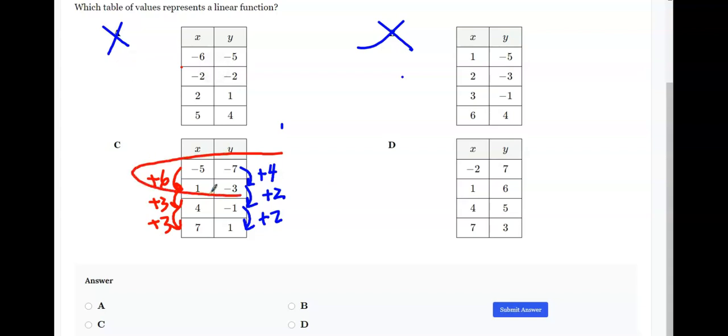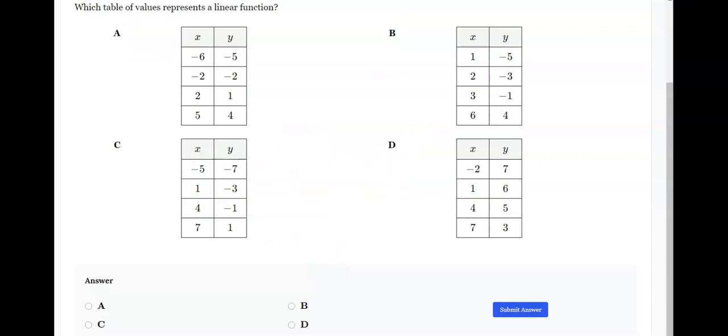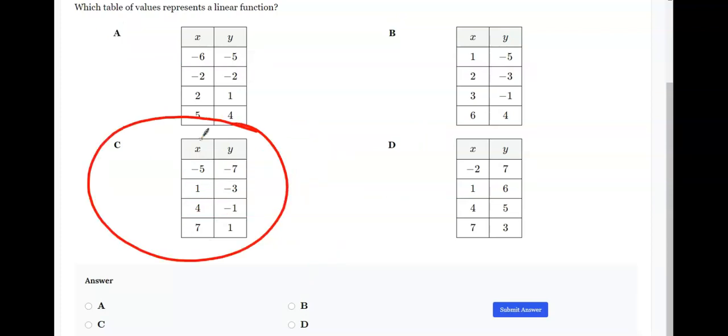Now let's take a look at those ratios. 4 over 6, 2 over 3, and 2 over 3. Now I do realize that this one looks different, but if you simplify or reduce this fraction, it would also be 2 over 3. So all of them are constantly the same. So that makes C our linear function.